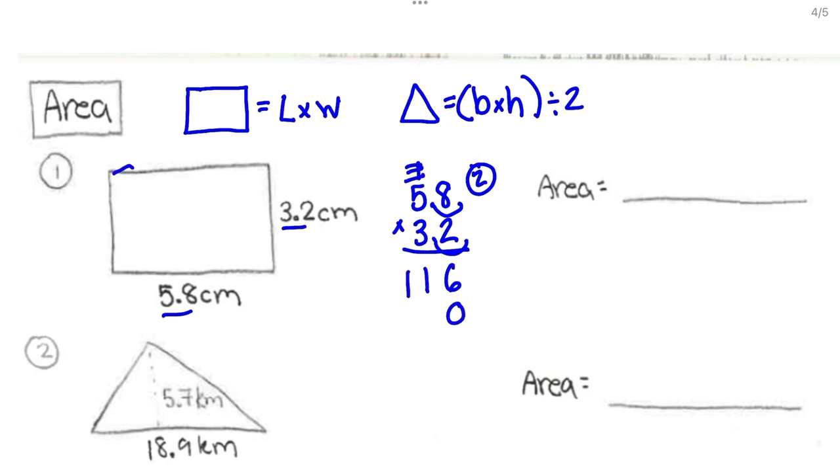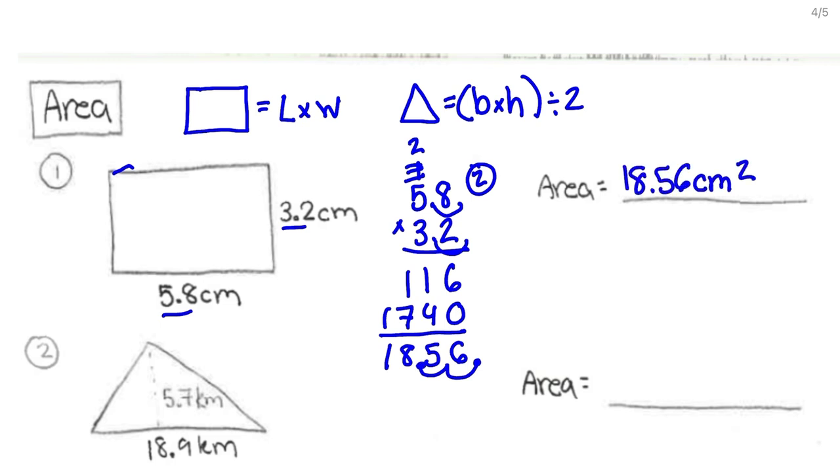Let's see if our answer is pretty close to 18. Remember, you're always going to jump your decimals forward, then you got to jump them back. I get the answer of 18.56 centimeters squared, which is pretty close. See, 6, 3, 18. We're not too far off.